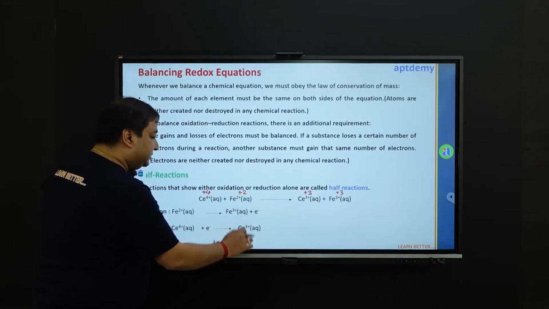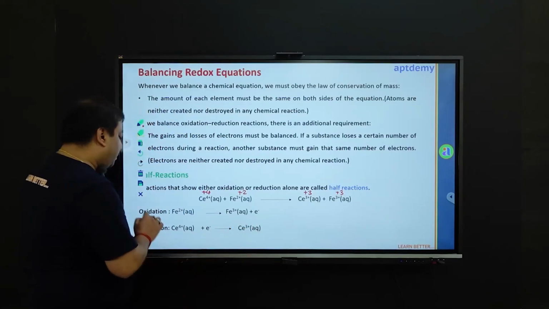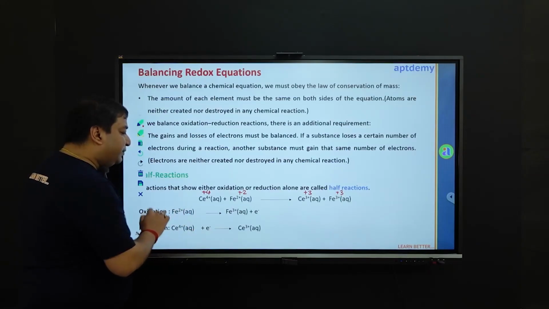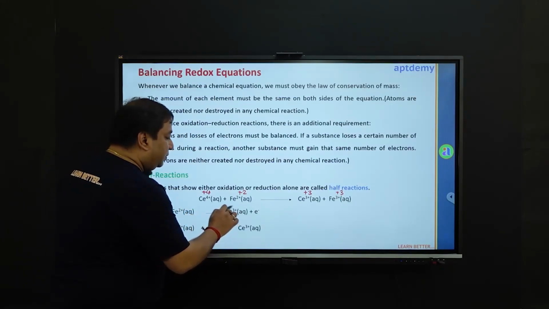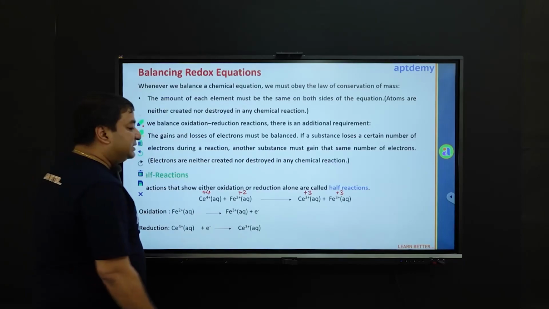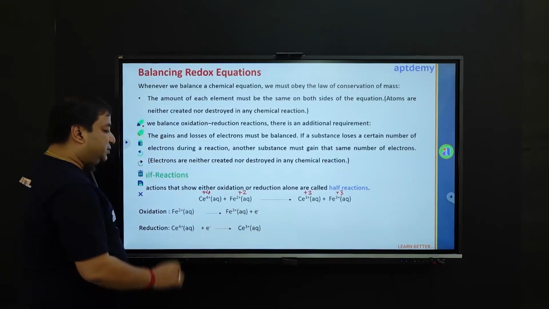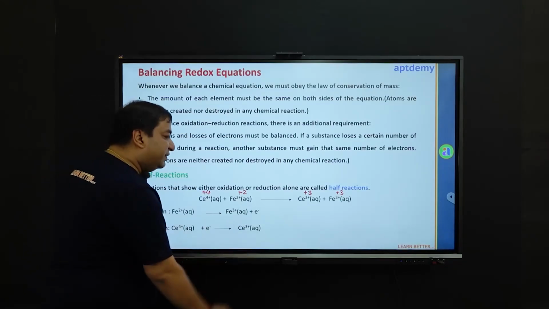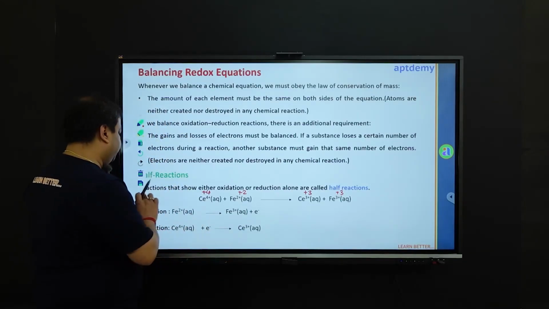Ce3+. Now for oxidation we will say Fe2+ arrow, giving you Fe3+, and there is a loss of electron. So whenever there is loss of electron, process is oxidation. Whenever there is a gain of electron, process is reduction.